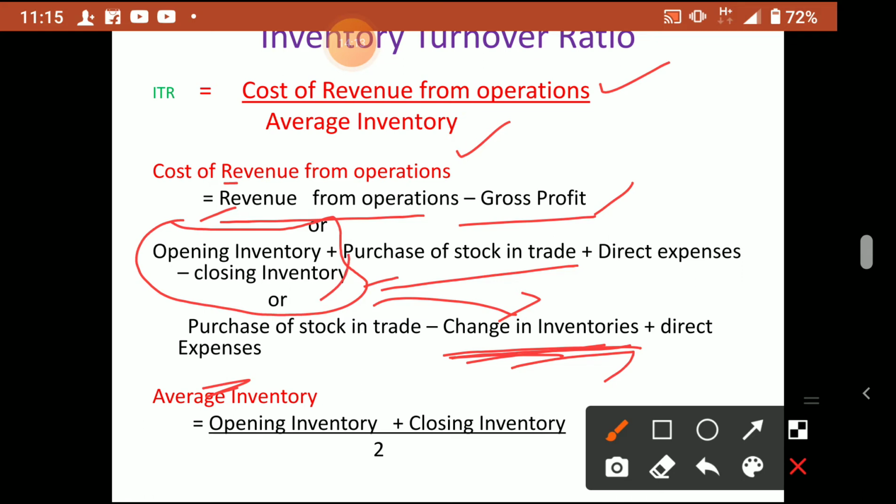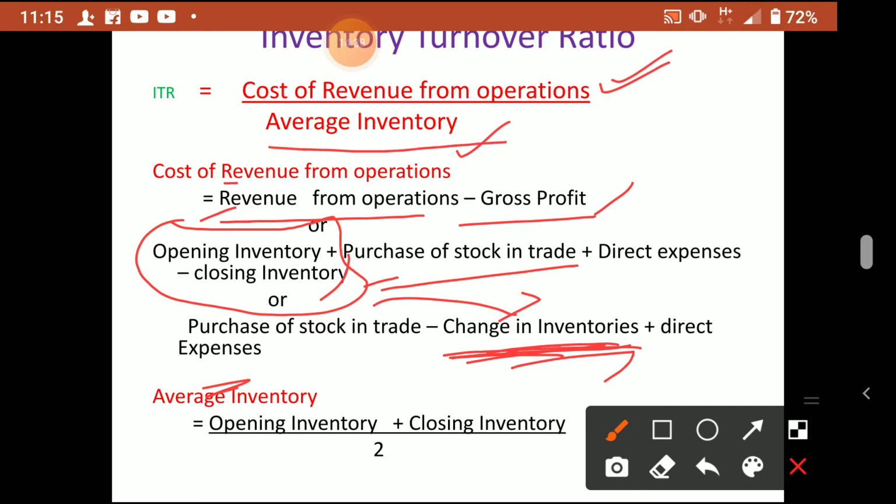So these both are merged into one item, that is known as change in inventory. So when change in inventory is there, don't write opening inventory and closing inventory again. That change in inventory you can directly subtract. These two equations you can apply to calculate the inventory turnover ratio, that is cost of revenue from operations divided by average inventory.